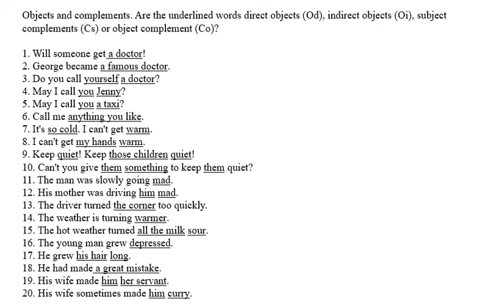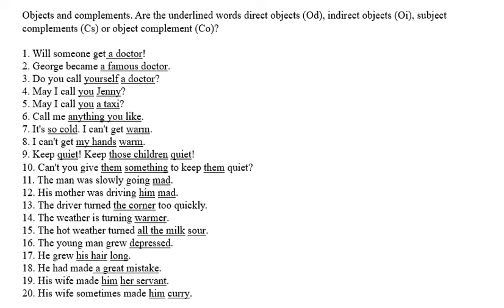Number 7, it's so cold I can't get warm. Number 8, I can't get my hands warm. So, it's so cold. The verb here is, yes, 's, even though it's only one little bit. That's the verb. The verb is to be. It is so cold. If the verb is to be, then what comes after it must be a complement. So cold is a subject complement. It describes it.